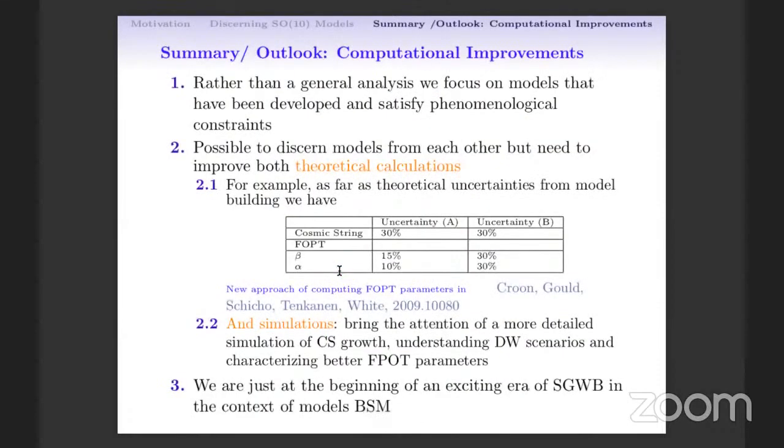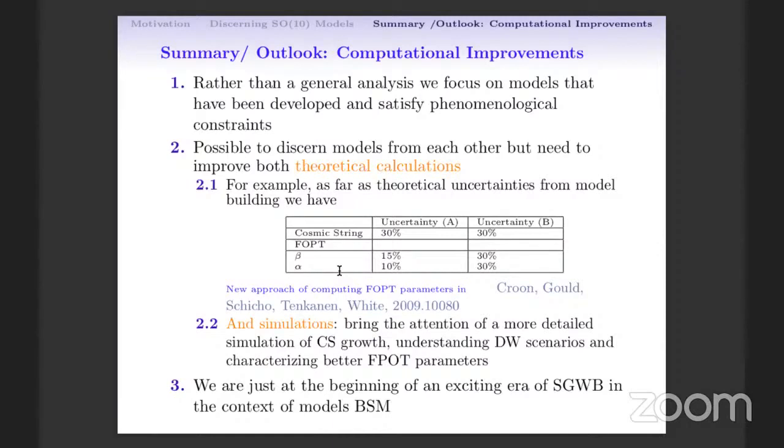So to summarize, what we are proposing in this work is that rather than doing a general analysis of models and where some cosmic strings can happen or not, we focus on models that have been developed and satisfy phenomenological constraints. And we ask whether it could be possible to discern them from each other.